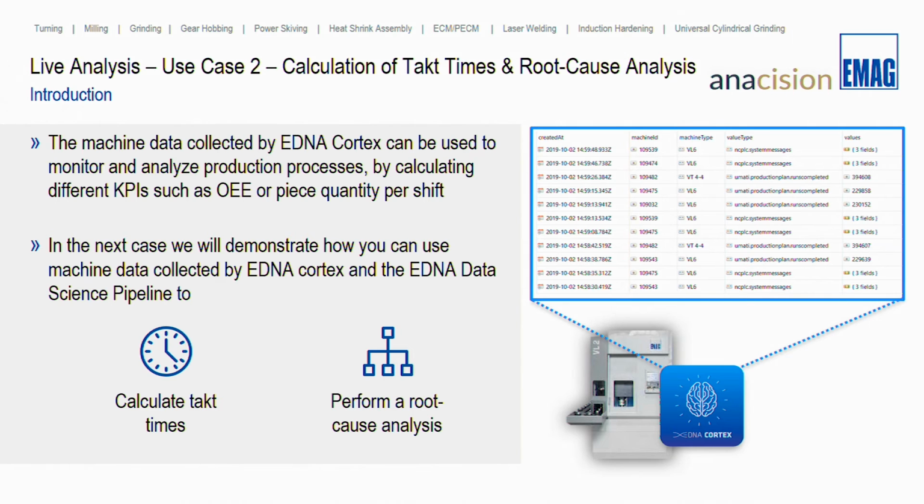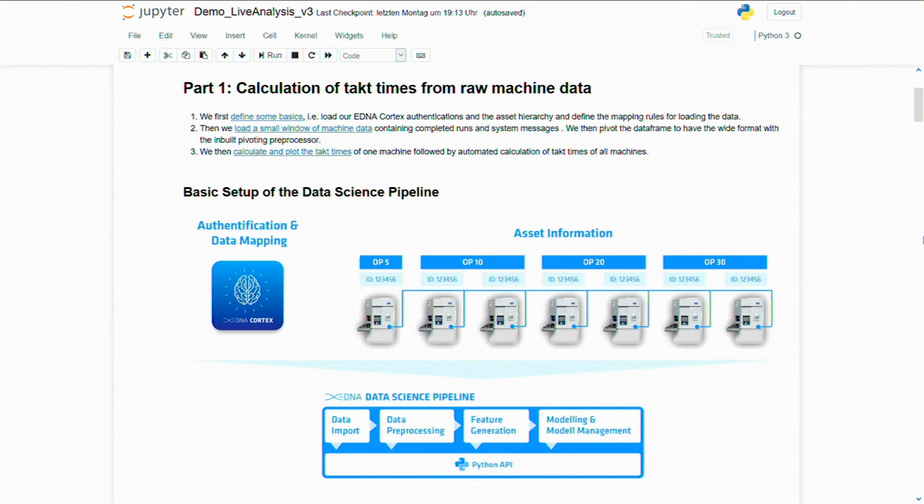What we want to show you now for the KPI takt time, or so-called cycle time, is how you could use the data to calculate it in very easy ways, and also to use the data collected by the cortex to perform some more in-depth analysis, for example, with the root cause analysis to relate system messages with too long takt times. How we can calculate takt times from raw machine data.